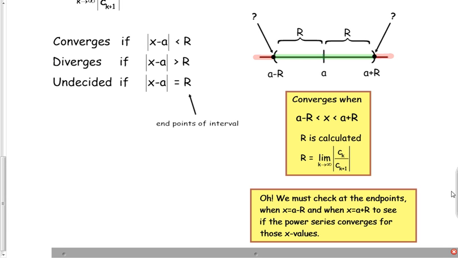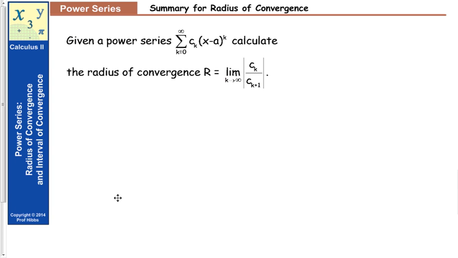Let me summarize it again on the next page. Actually, not so much a summary as an indicator of what kinds of R's we can have and what it means, radius of convergence. So we're given a power series. Remember, the c sub k's are called the coefficients of the power series. So we're given a power series, and we're asked to calculate the radius of convergence.